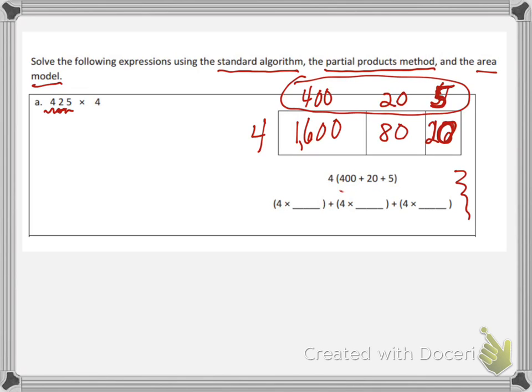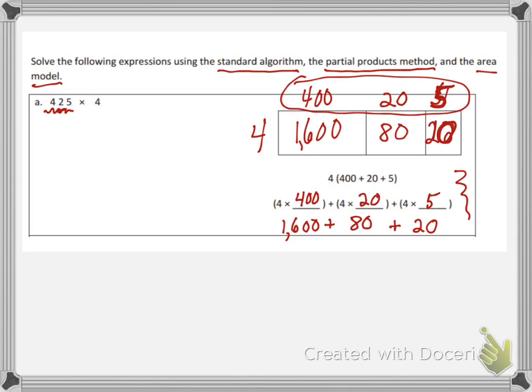Remember I told you that any time you have a number next to that parenthesis right there, you're going to be multiplying. So let's do it. This is called the distributive property right here. So 4 times 400, we'll bring down the 400. 4 times 20, we're going to bring down the 20. And then we do 4 times 5, so we bring down the 5. But we should continue it. So 4 times 400 is 1,600, plus 4 times 20 is 80, plus 4 times 5 is 20.